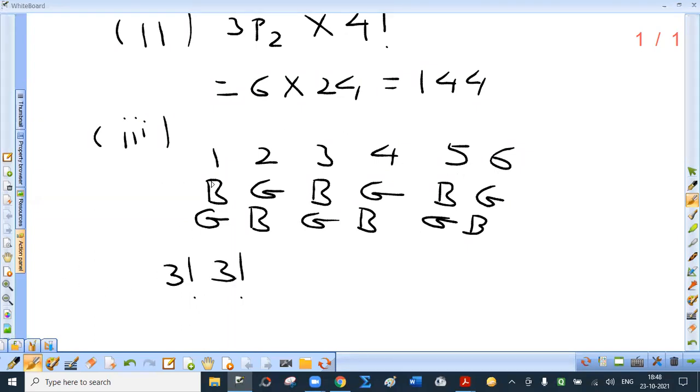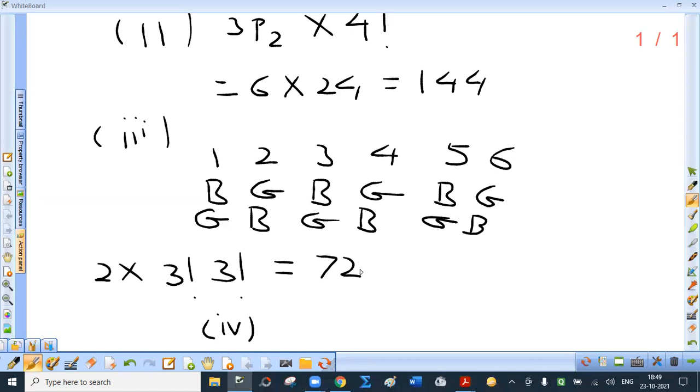Now there are 2 possibilities. Arrangement begins with boy. Second possibility, arrangement begins with girl. So just multiply this by 2. So 2 into 3 factorial, which is 6. So 2 into 6 into 6, which is nothing but 72. So answer is 72.